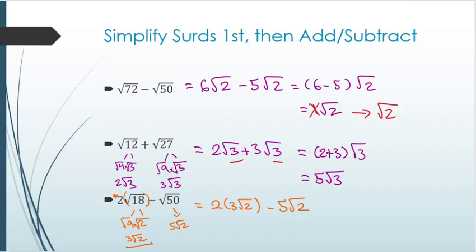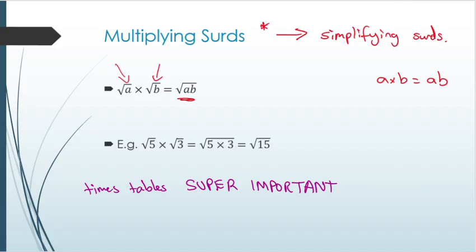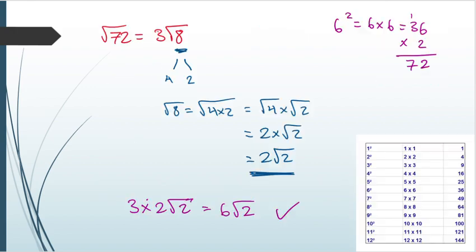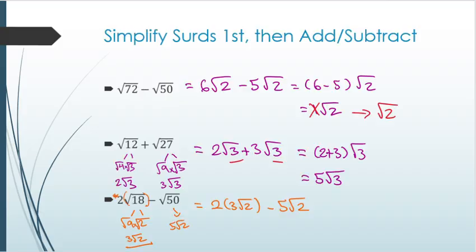So if you remember from our multiplying surds rule, when you multiply the surds, you only multiply the inside numbers if you are multiplying the inside numbers together like this separately. But in this case, we have outside numbers instead. So we are just going to do 2 times 3 root 2 minus 5 root 2. This ends up being 6 root 2 minus 5 root 2, which is the same as our question 1 up here. Same answer as our question 1, which is root 2. Okay.